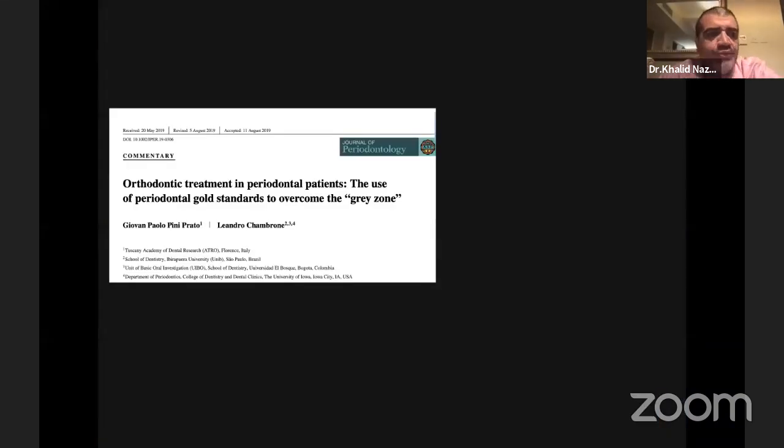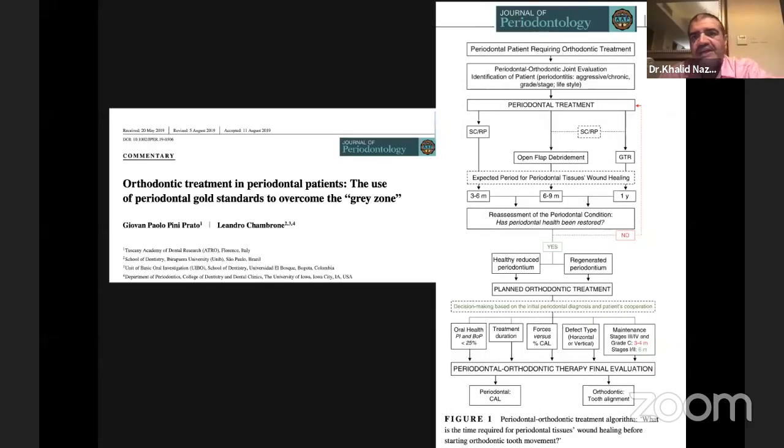This is a very important position paper by the American Academy of Periodontology, and it gives you the sequence of when you should intervene orthodontically in a patient who has periodontitis. How long do you have to wait after surgical treatment, whether the patient needs only scaling and root planing or scaling, root planing plus surgery. So the average waiting time varies between 3 to 6 months for non-surgical cases, all the way to 1 year in cases that require bone grafting. But those are the advanced cases of periodontitis.